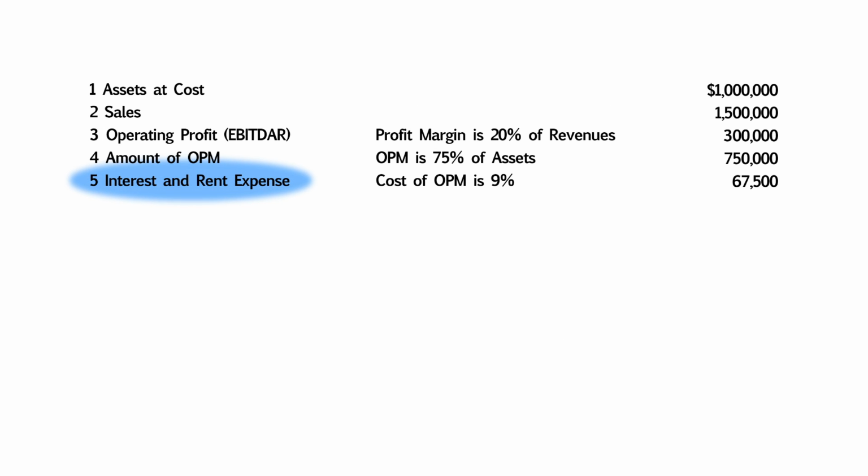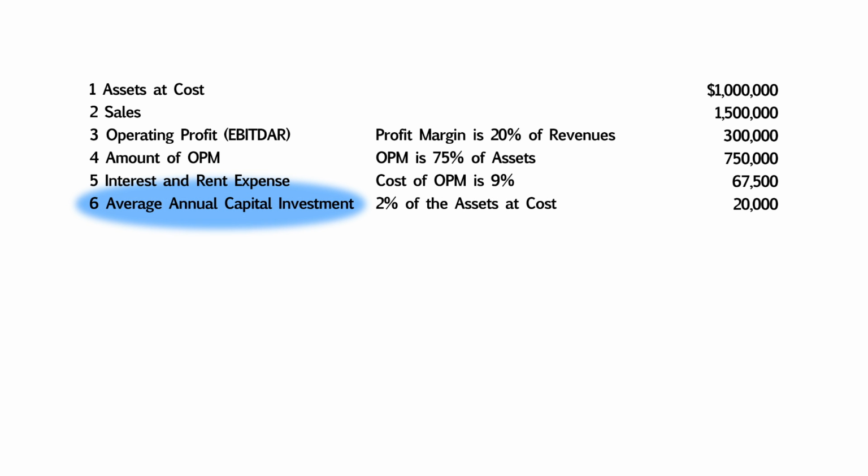Interest and rent expense. We're assuming an interest and rent cost, to the extent that you use leases to finance your real estate, equal to 9% of the OPM used on line 4. Then there's the average annual capital expenditures. We're assuming regular maintenance capital expenditures equal to 2% of the total investment of assets at cost, which is line 1. This means that your pre-tax cash flow is just line 3, less line 5 and line 6.